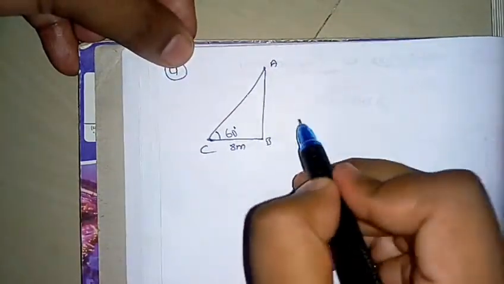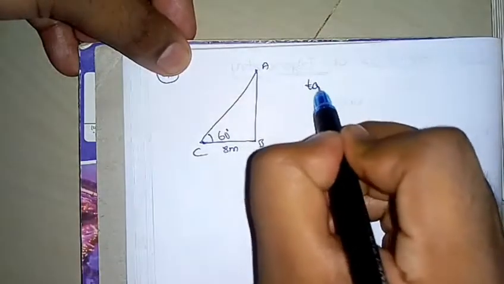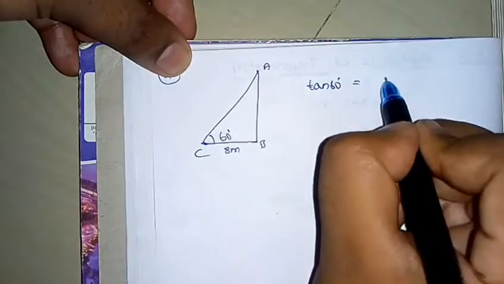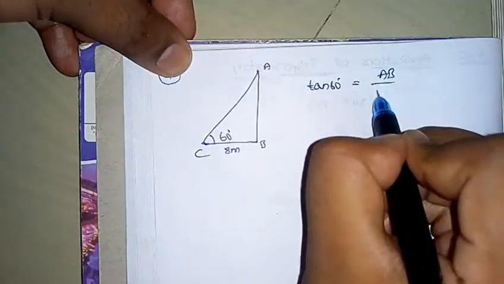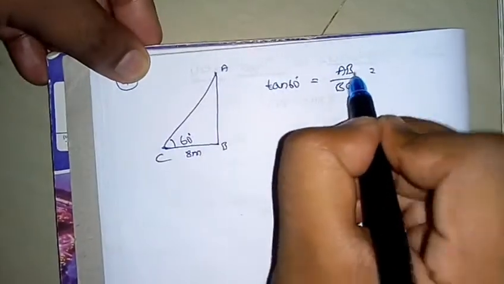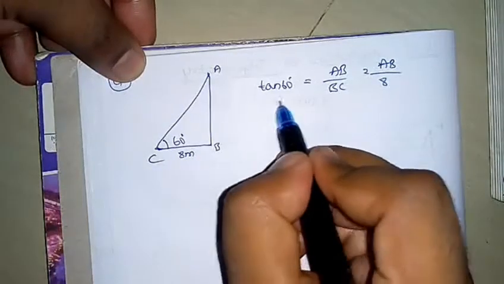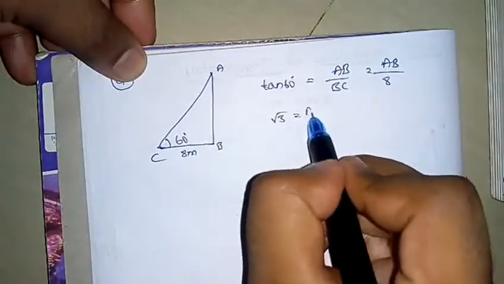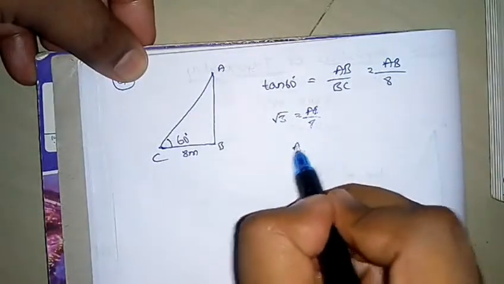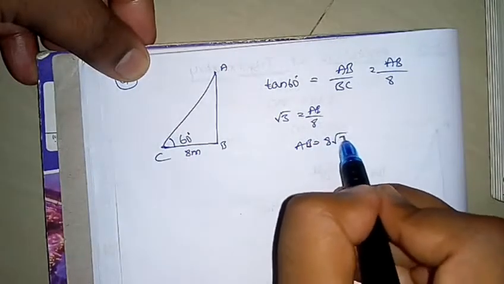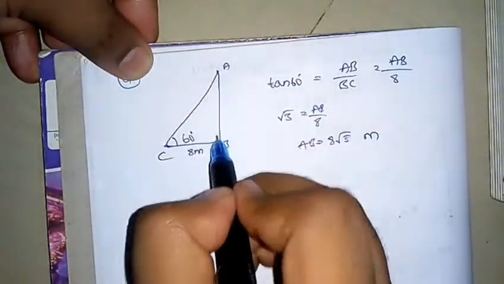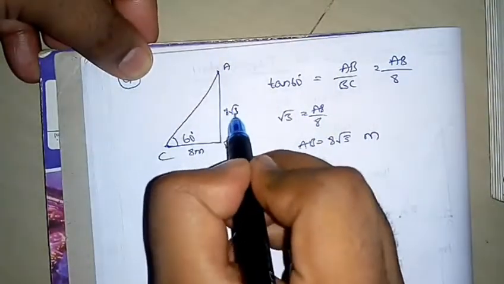You are asked to find the height of this pole. So using tan 60 degrees is equal to opposite side AB by BC. This will be equal to AB by 8 and tan 60 is root 3. So root 3 is equal to AB by 8 or AB is equal to 8 root 3 meters. So height of the pole is 8 root 3 meters.